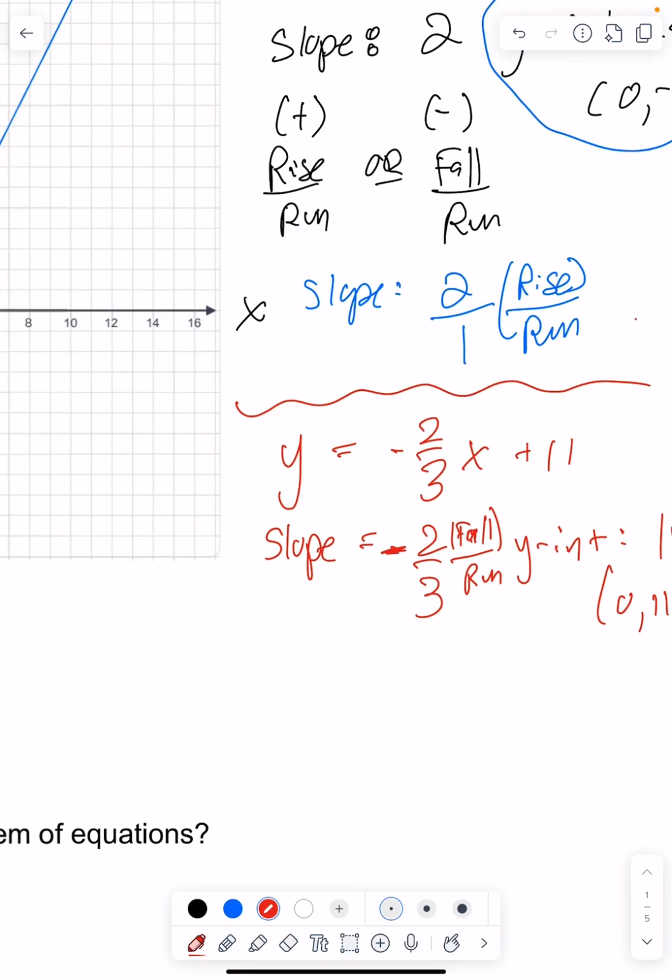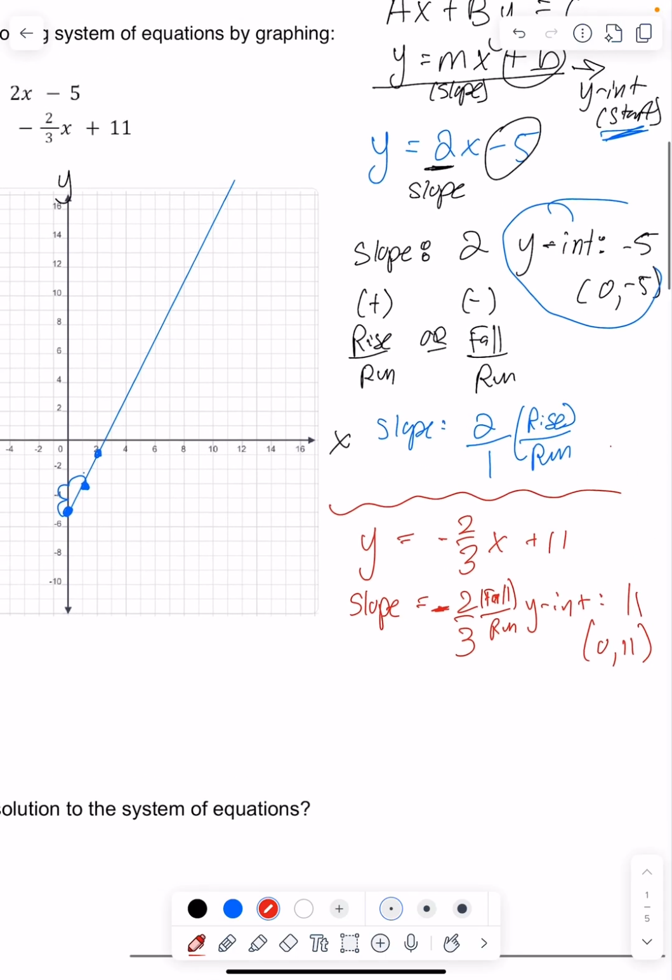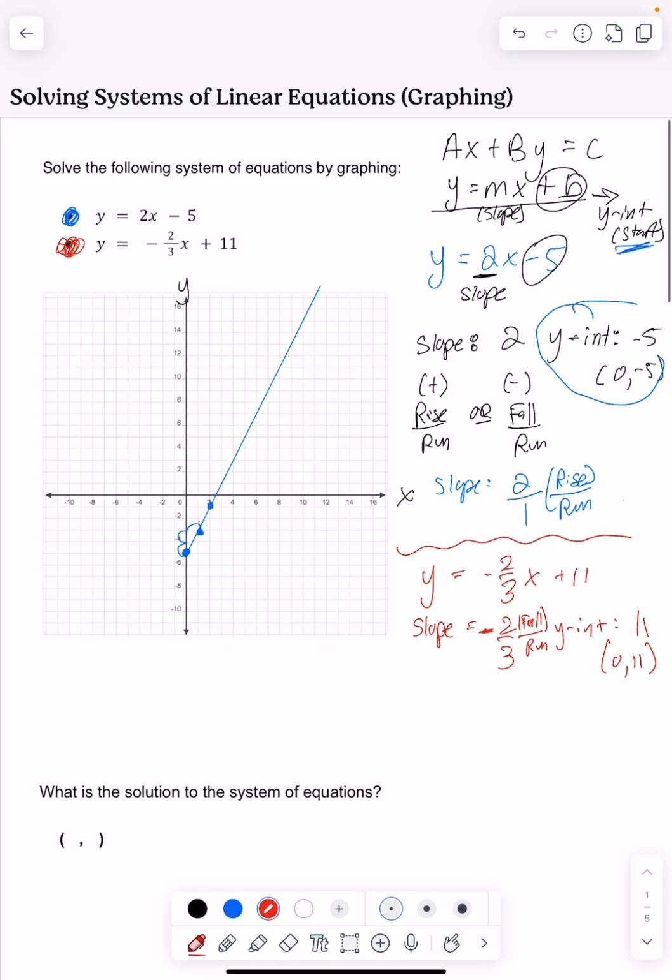So fall over run, and we're starting at 11. In this case, we're going to stop up here, at 11. And it was falling 2 and running 3. So I'm going to fall 2, 1, 2, run 3, 1, 2, 3. That would be my second point. And I'm going to do one more again. Fall 2, 1, 2, run 3, 1, 2, 3. So it's actually there. In this case, we're going to fall again.